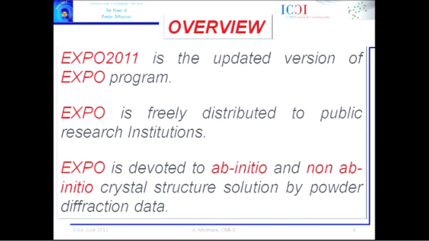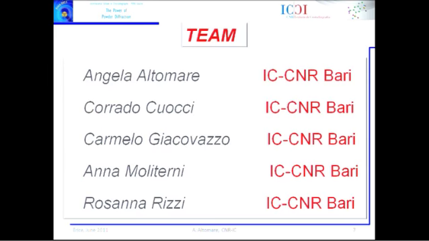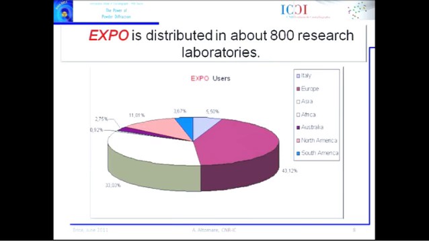Expo 2011 is the updated version of the Expo package. Expo is freely distributed to public research institutions. Expo 2011 is able to solve structures by using ab initio and non-ab initio methods, as we will see. I would like to show the Expo team: Altomare, Pocci, Giacovazzo, Moliterni, and Rizzi, and the distribution of the Expo package in research laboratories all over the world. The Expo package has recently been integrated in the powder software by Rigaku.